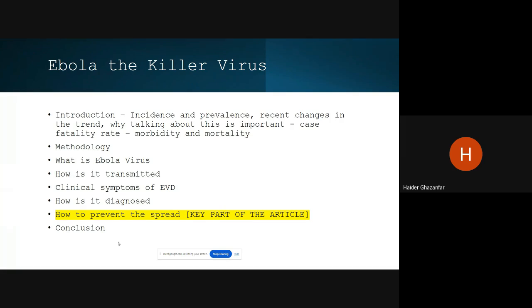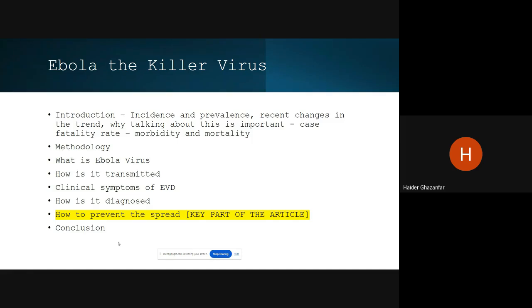The second subheading was methodology. Then we mentioned briefly what the Ebola virus is, how it's transmitted, the clinical symptoms of Ebola virus, and how it is diagnosed. This was the third part of the review article. It was not very comprehensive, but it allowed the reviewers to get just the basic information regarding what the Ebola virus is and what's going on with it.